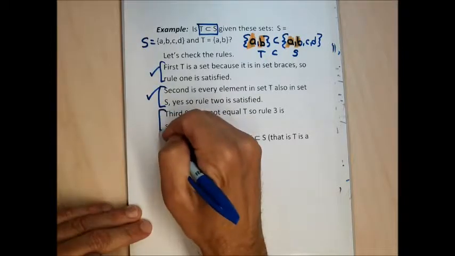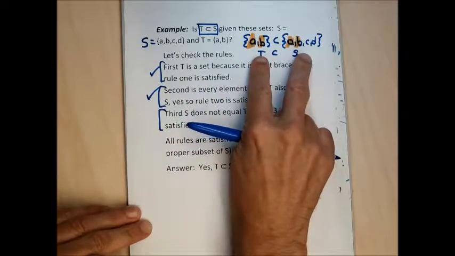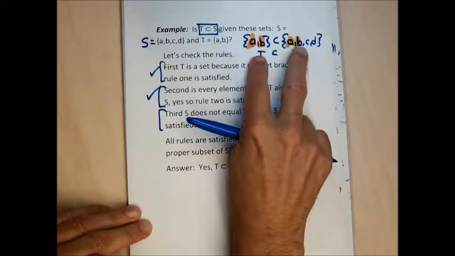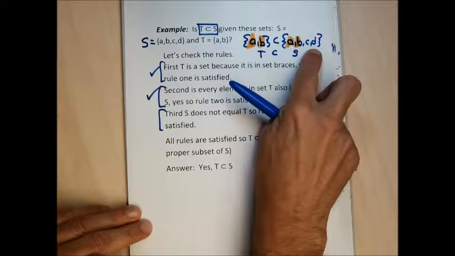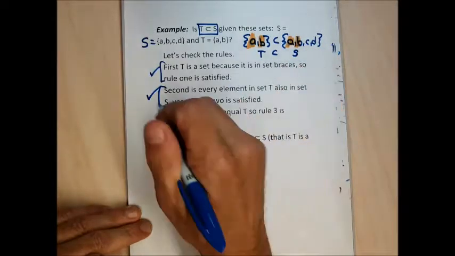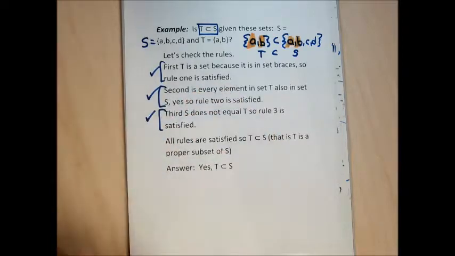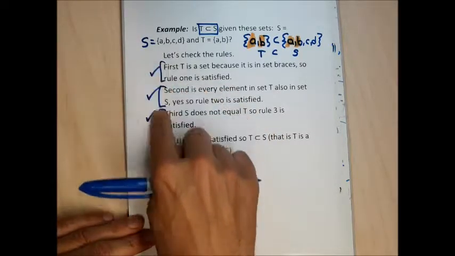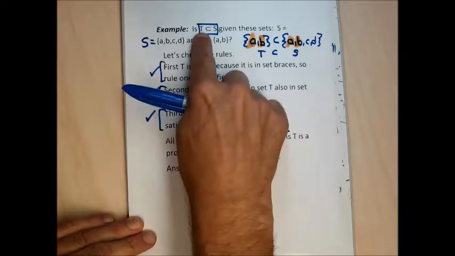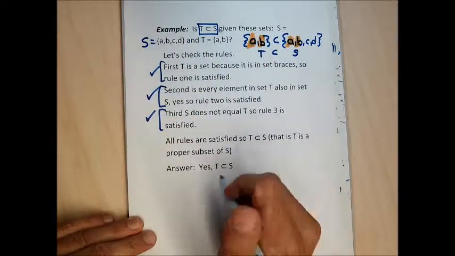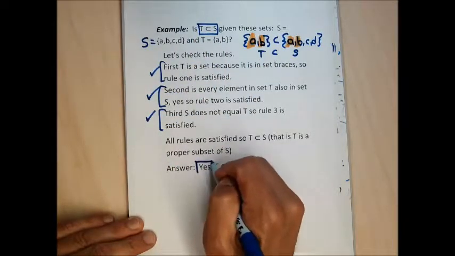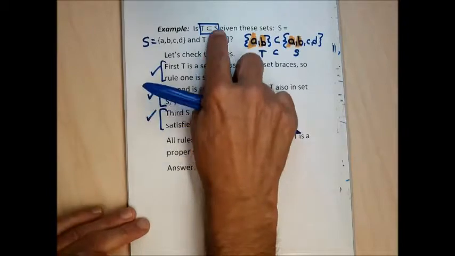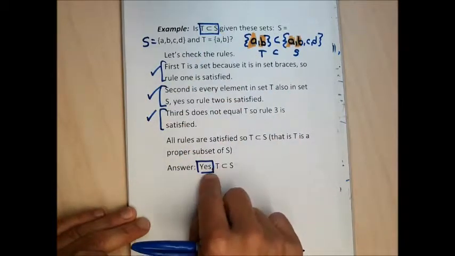Now I'll move on to the third criteria. The third criteria says the sets aren't equal, and these sets aren't equal because S is bigger. It has a couple extra letters. So the third rule is satisfied that the sets aren't equal. Because all three rules are satisfied, it's the case that T is a proper subset of S. So my answer to this question is just going to be yes. Is T a proper subset of S? The answer is yes.